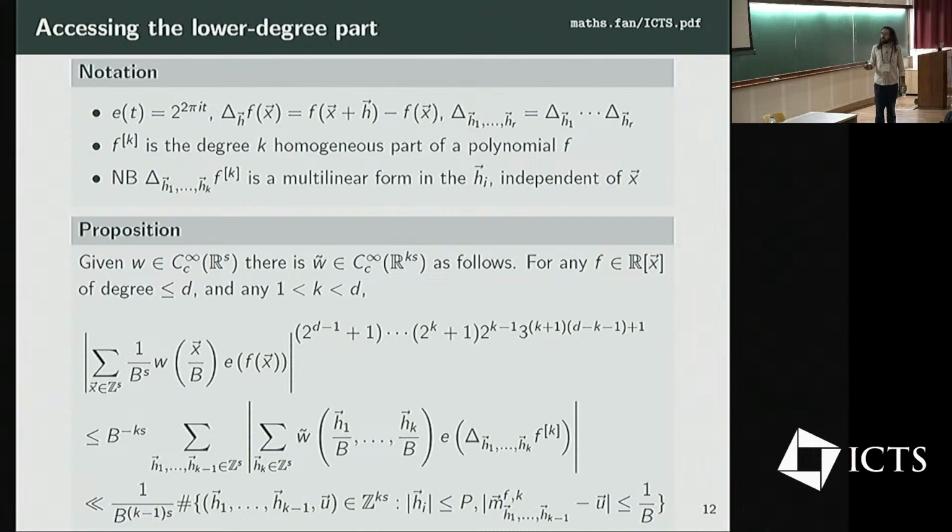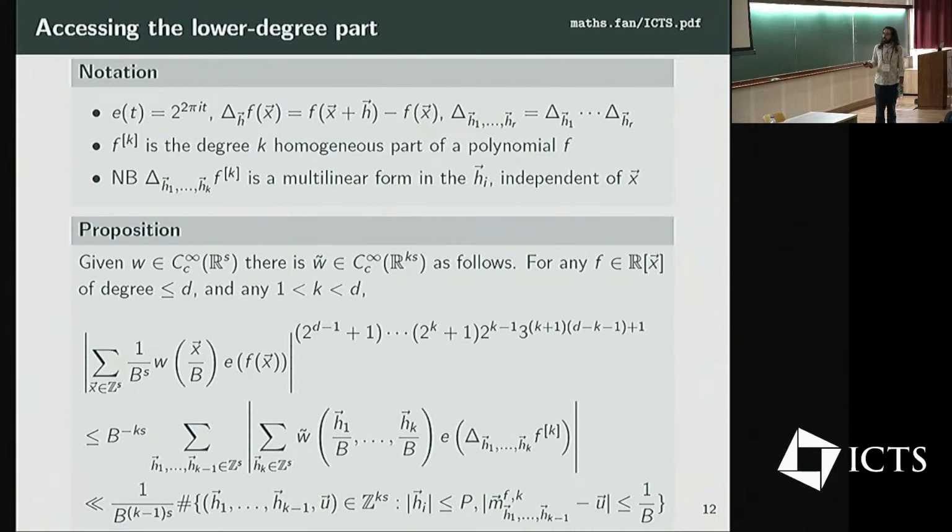Okay, so in the classical circle method of Birch, what one would do here is take k equal to d. One would raise this to the power of 2 to the d minus 1, but the way that this is stated, that doesn't make sense actually. If k was equal to d, we would have a minus 1 here, and this would be not a whole number, and nothing would make sense.